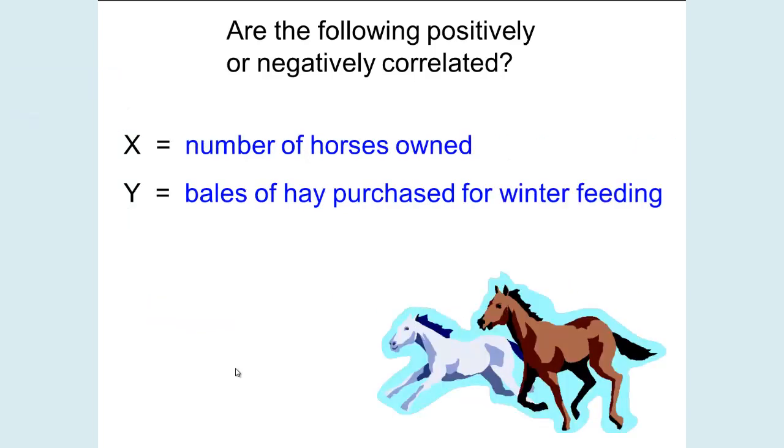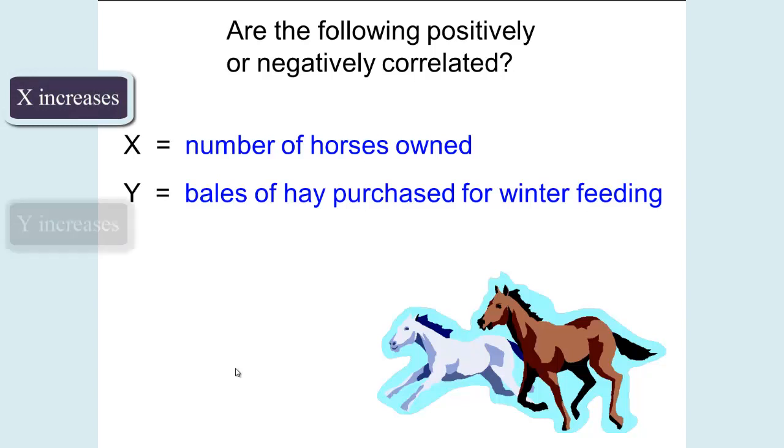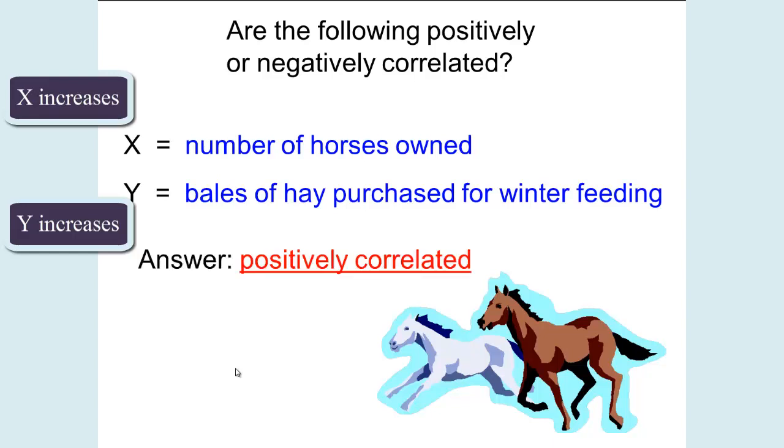Are the following positively or negatively correlated? X is the number of horses owned. Y is the bales of hay purchased for winter feeding. As X increases, what happens to Y? It will also increase. The more horses we own, the more bales of hay purchased for winter feeding. X increases, Y increases. Therefore, they're moving in the same direction and they're positively correlated.